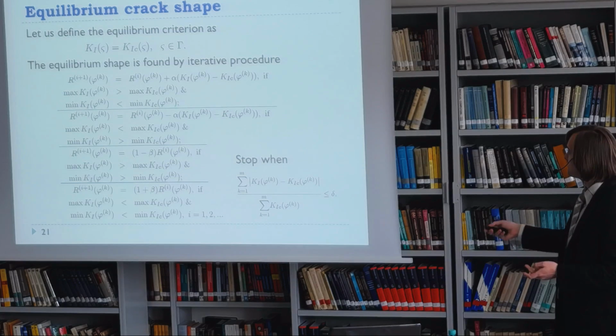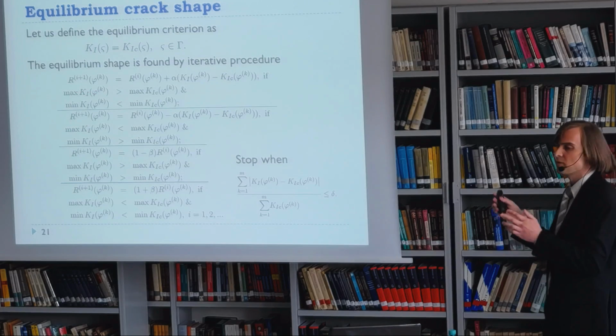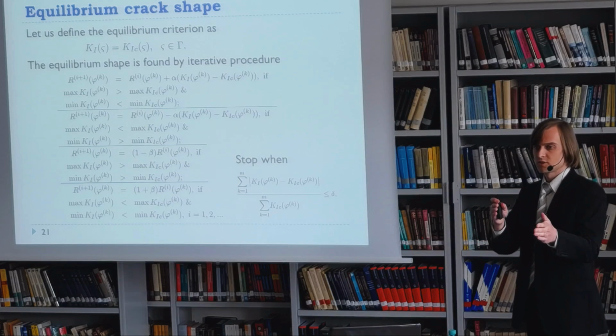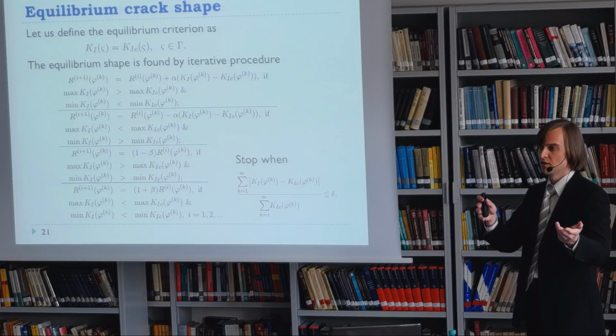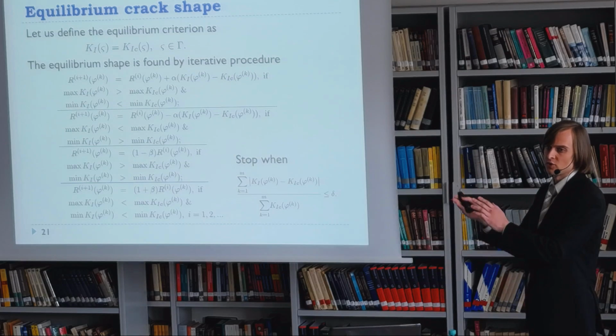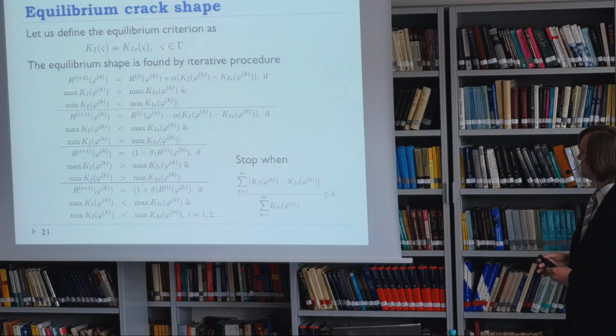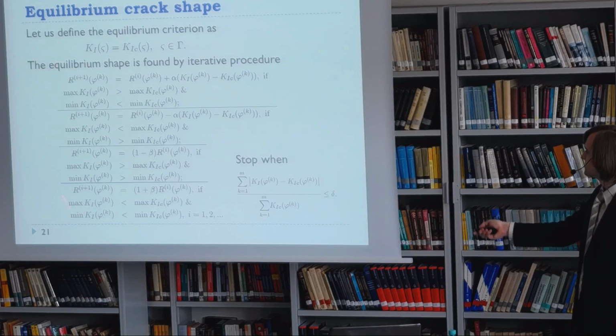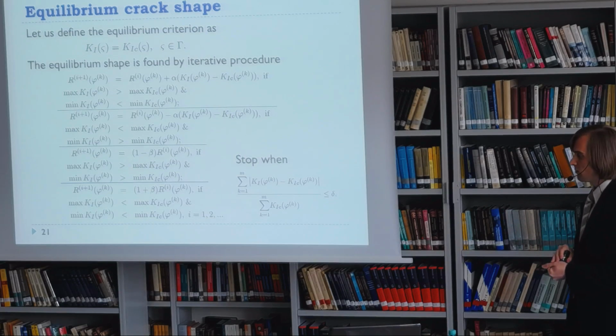So it means that, for example, in simple words, if the stress intensity factor is smaller than the fracture toughness, we should grow the crack a bit so that they would coincide, and vice versa. So we calculate the equilibrium shape by this technique. And we stop, of course, when the stress intensity factor is more or less equal to the fracture toughness. Why is it necessary?